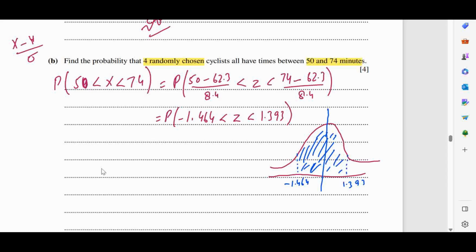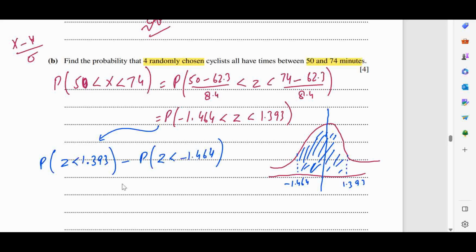So from here we can write this as probability of z less than 1.393 minus probability of z less than minus 1.464. So what does it mean?